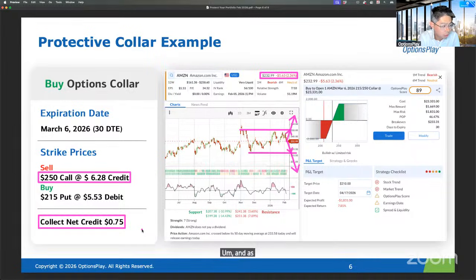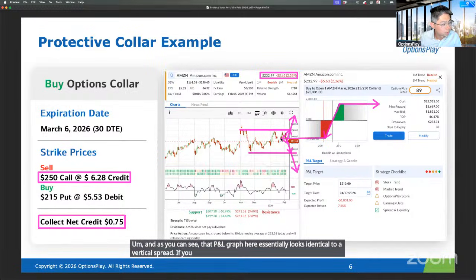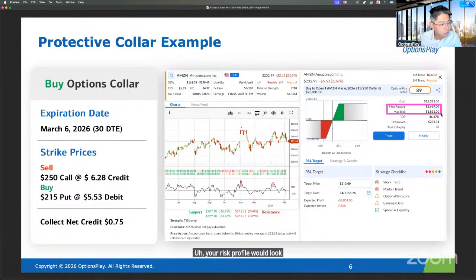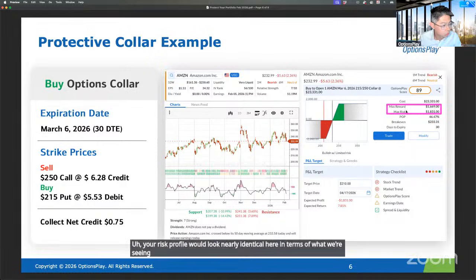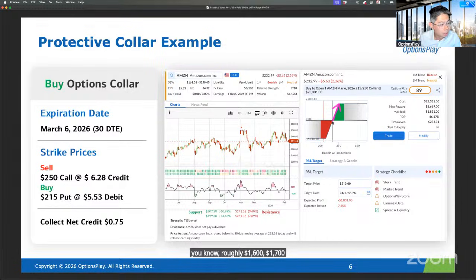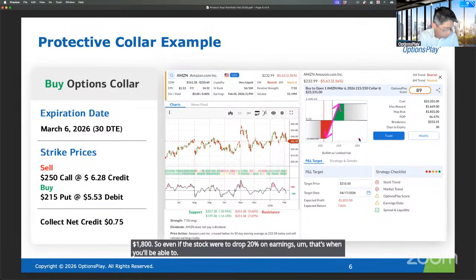And as you can see, that P&L graph here essentially looks identical to a vertical spread. If you were to trade a 215, 250 vertical spread on Amazon, your risk profile would look nearly identical in terms of what we're seeing here. So you still have, for every 100 shares, roughly $1,700 in upside, and then you're protected from downside beyond $1,800. So even if the stock were to drop 20% on earnings, that's when you'll be able to get some downside protection.